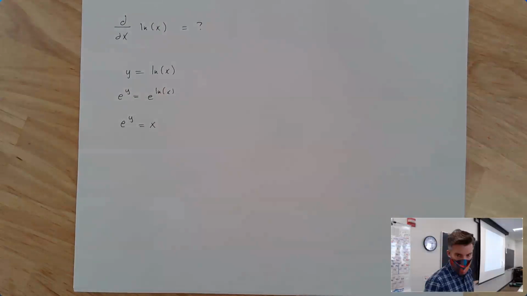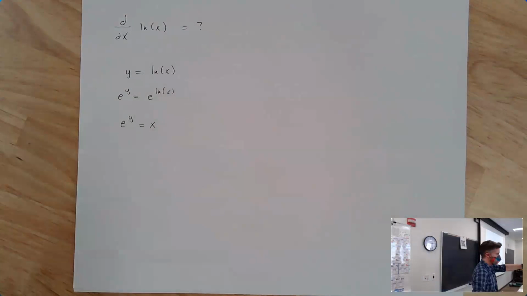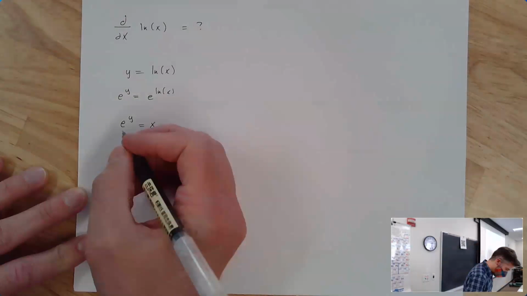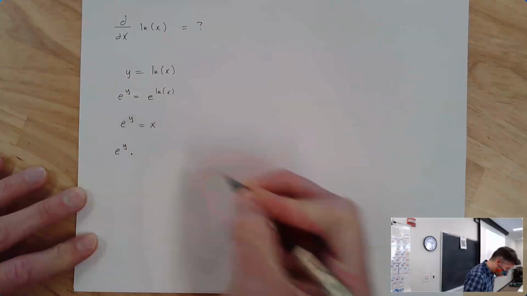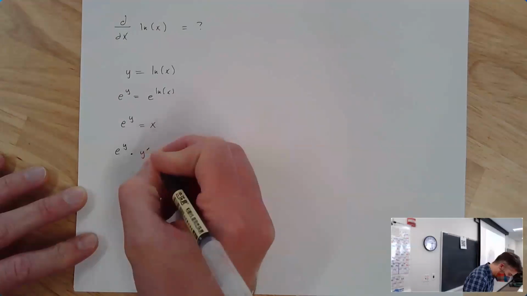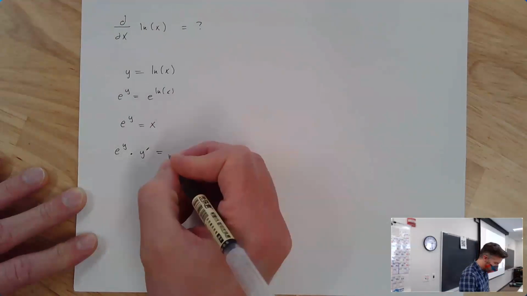So let me ask you all a question. Easy question. What's the derivative of e to the x? Right, it's the best one ever. It's its own derivative, okay? What's the derivative of e to the stuff? What do we have to multiply by? The derivative of the stuff. Derivative of x is 1.